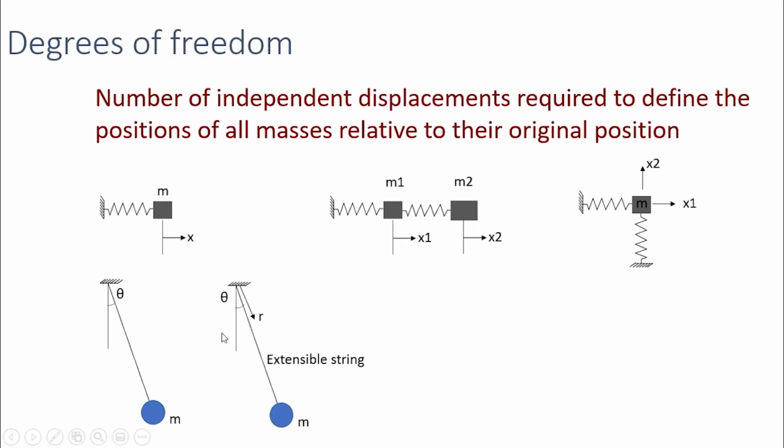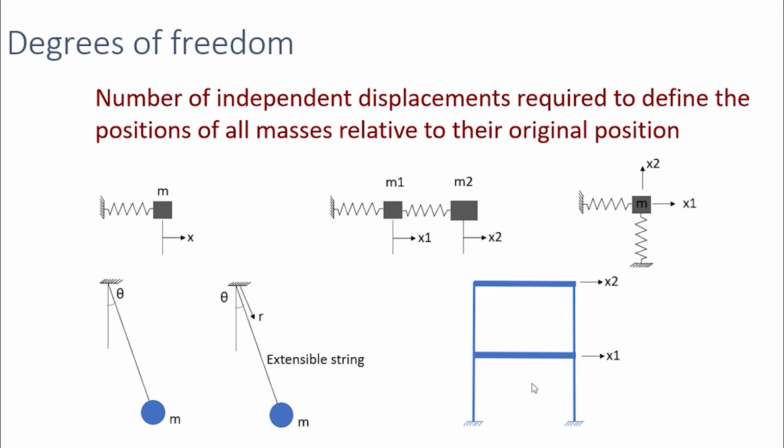Now, what if the string is extensible? That means this can rotate, but also the mass can move along the string axis, right? So in addition to theta, we also need to consider r, that is the position of the mass from this origin. So if the string is extensible, this becomes a 2 degree of freedom system.